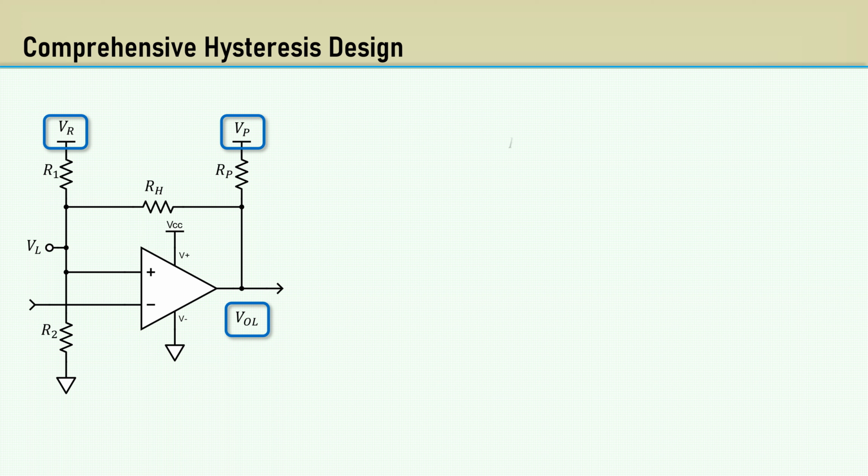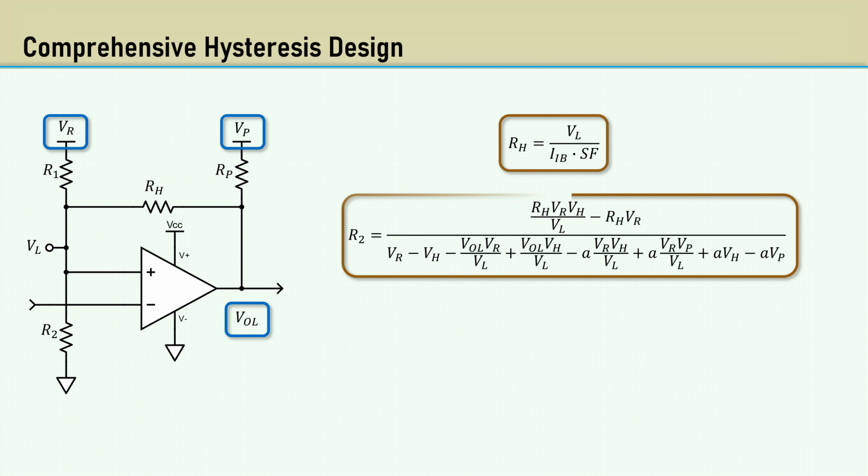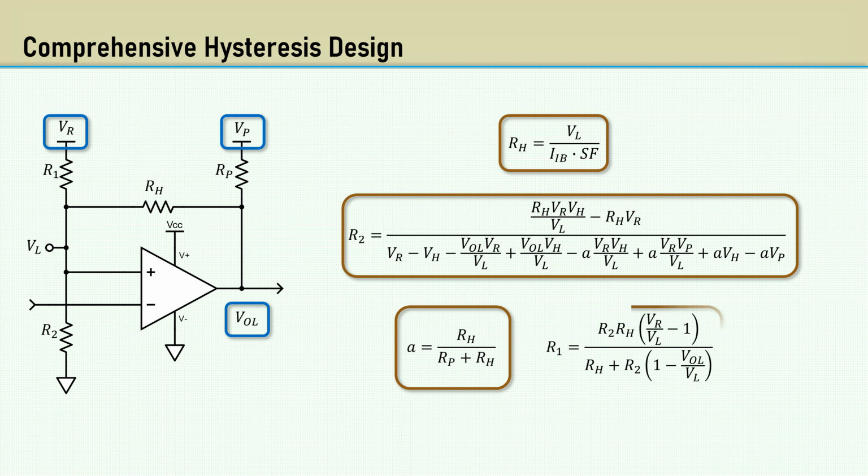The principal concept was to make the hysteresis resistor have a significantly higher current than the input bias current to reduce errors caused by the input bias current. The formula for R2 was derived based on all those aforementioned values. The coefficient A was made since it appeared 4 times in the equation. Then the equation for R1 was derived using RH and R2 as inputs.